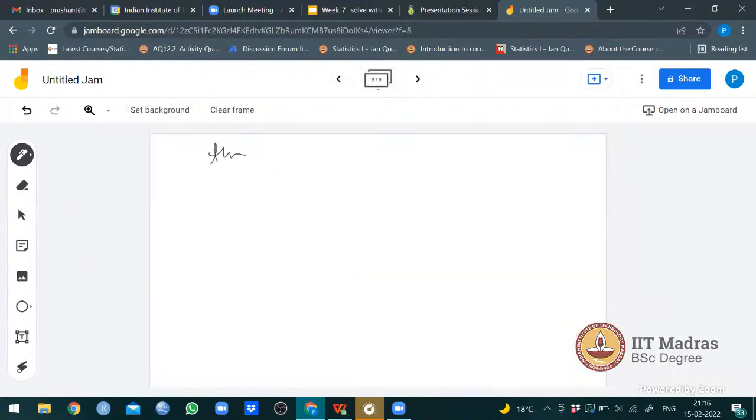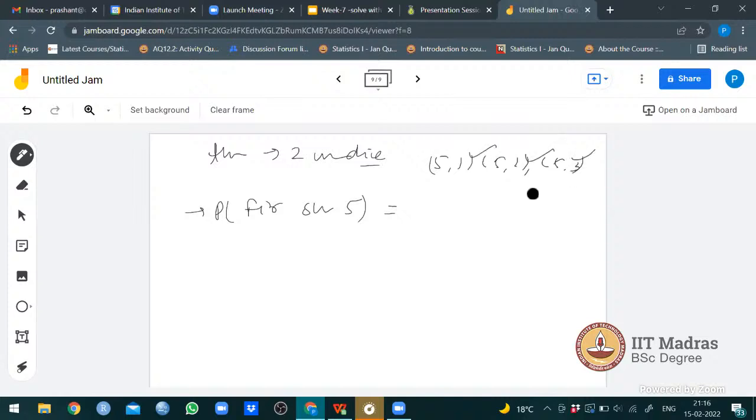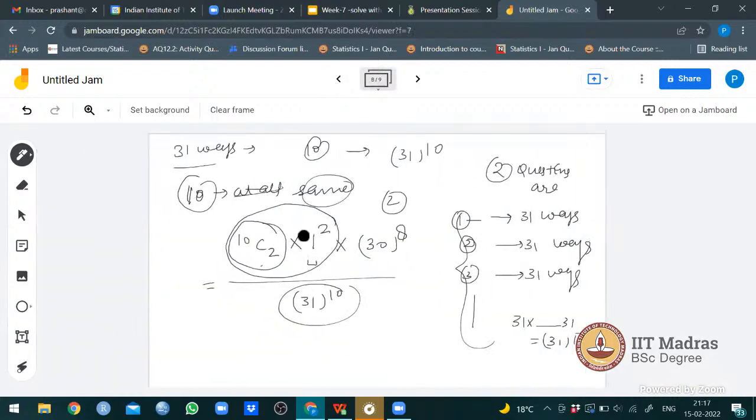Suppose I throw 2 unbiased dice. Then I ask what is the probability that the first die shows 5? You are considering both dice: 5 1, 5 2, 5 3, 6 options. So why are you considering both dice? Because your sample space is for both. Your sample space is for both dice, and then what is the possibility for the second?